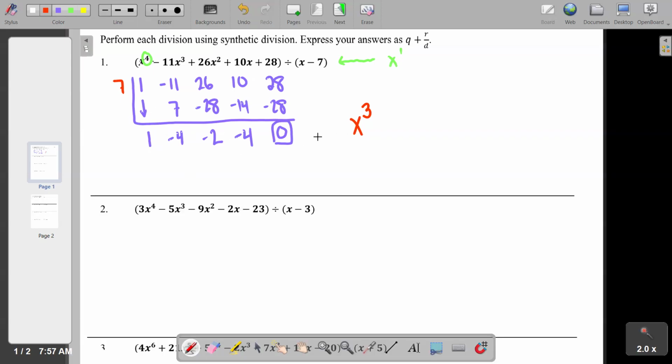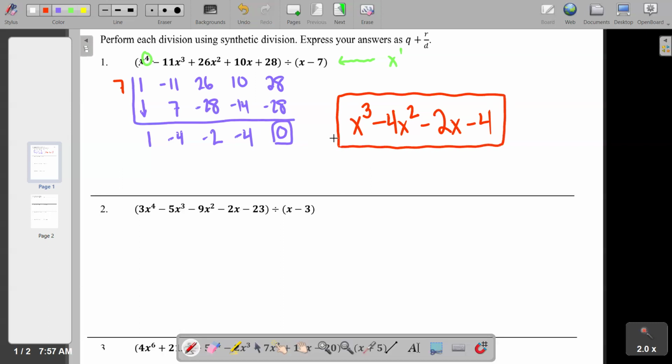So my 1 goes with my x to the third. My negative 4 becomes minus 4, x to the 1 less. My negative 2 becomes minus 2, x to the 1 less. And my negative 4 becomes minus 4 with no x's. That is it. If you add anything else like equals 0, you lose a point. If you try to go further, I'm not interested. We're doing one thing in these problems, and that is just what we did right there.